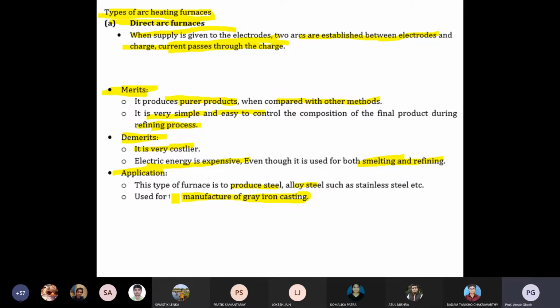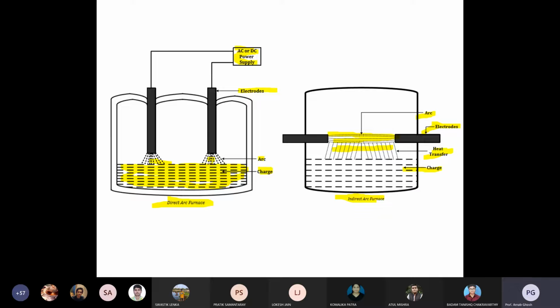Here you can see the diagram of the direct arc furnace and the indirect arc furnace. I hope you are able to understand. In both cases you can see a jacket, an insulating jacket. The insulating jacket is mandatory because, due to its presence, there is no exchange of heat. We are providing prevention of the exchange of heat from the outer medium to the inner medium.